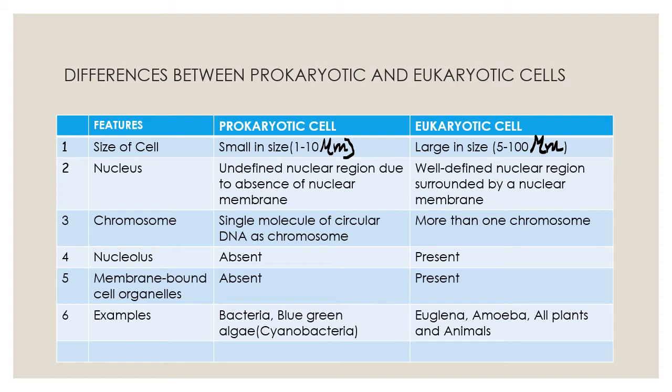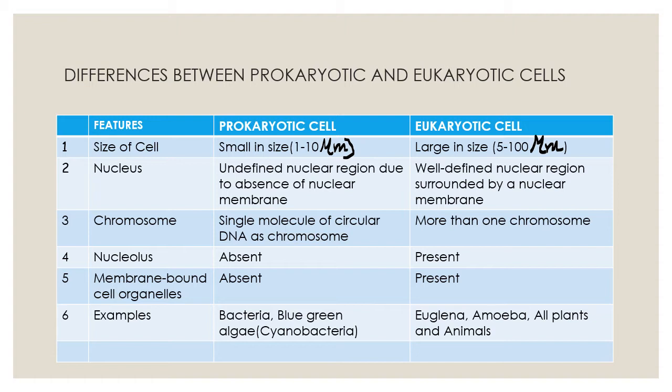So compared to prokaryotes, eukaryotic cell is bigger in size. It is 5 to 100 micrometer. So how much is 1 micrometer? It is given in your textbook, 10 raised to minus 6 meter. So that is a size difference between prokaryotic cell and eukaryotic cell.